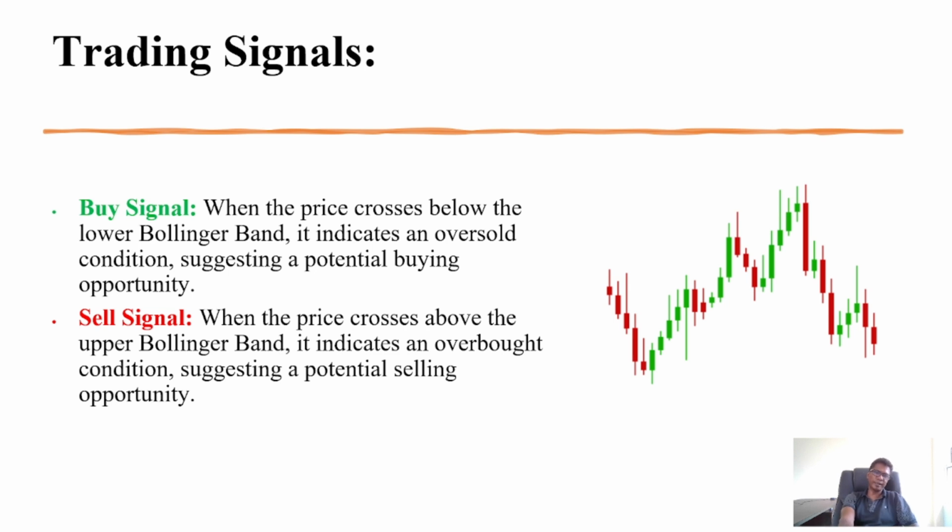Now we come to trading signals. There are two types of signals, one buying signal, the other selling signal. When the price crosses below the lower Bollinger Band, it indicates an oversold condition, suggesting a potential buying opportunity. And in other words, the selling signal: when the price crosses above the upper Bollinger Band, it indicates an overbought condition, suggesting a potential selling opportunity.